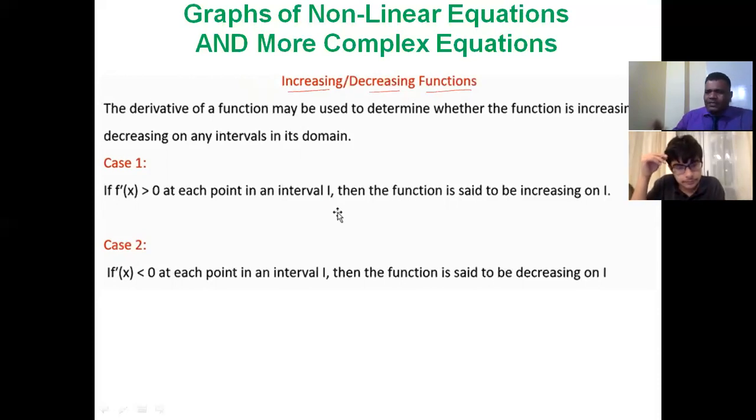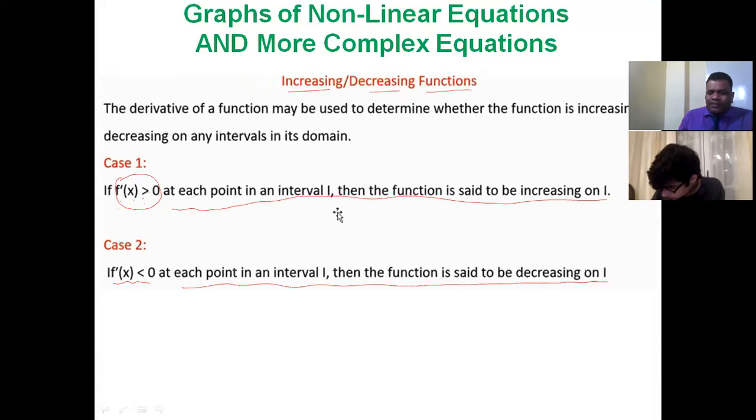So I will discuss a little about derivatives. Here I'm telling you, whatever function is given, you find its first derivative. Equate to greater than 0. I mean, first derivative greater than 0. If you put the first derivative greater than 0, in this area the function will be increasing. First derivative less than 0, in this area the function will be decreasing.